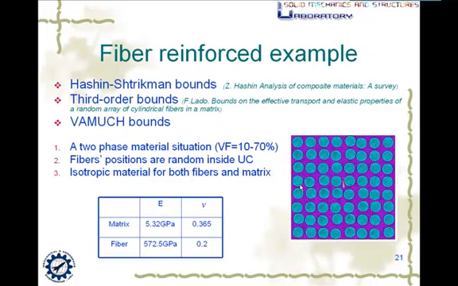To show the power of the approach, we apply it to two problems and compare the results with the literature. The first example is a fiber-reinforced example. We didn't compare the result with Voigt and Reuss bounds because these bounds are already shown to be the worst in the literature. The results of Hashin-Shtrikman and third-order bounds are compared with VAMUCH bounds. The problem is a two-phase material with fiber volume fraction from 10% to 70%. The material properties for matrix and fibers are isotropic, and the Young's modulus and Poisson's ratio are listed below.